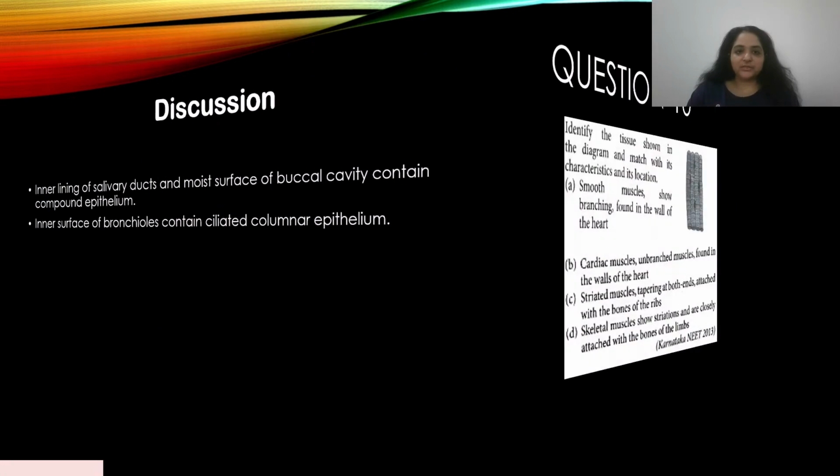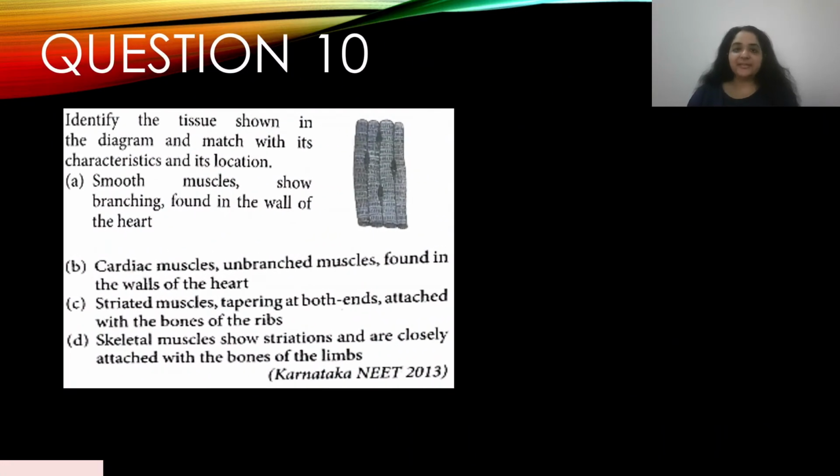All right, so let's move on then. Question number 10. Identify the tissue shown in the diagram and match with its characteristics and its location. This appeared in Karnataka NEET 2013. A, smooth muscles show branching, found in the wall of the heart. B, cardiac muscles, unbranched muscles found in the walls of the heart. C, striated muscles tapering at both ends, attached with the bones of the ribs. D, skeletal muscles show striation and are closely attached with the bones of the limbs.